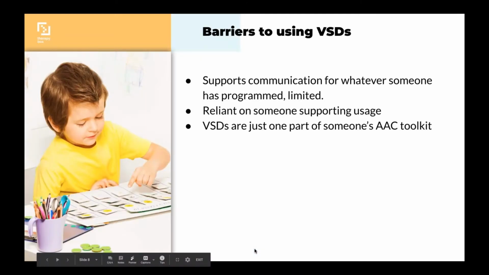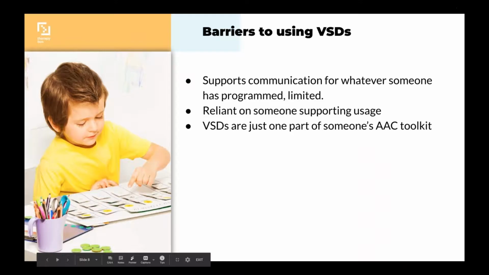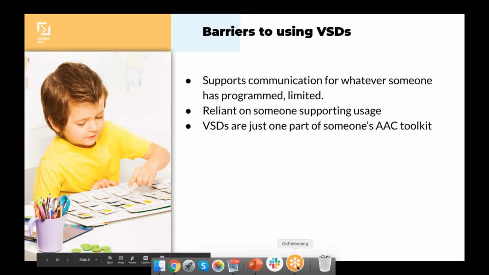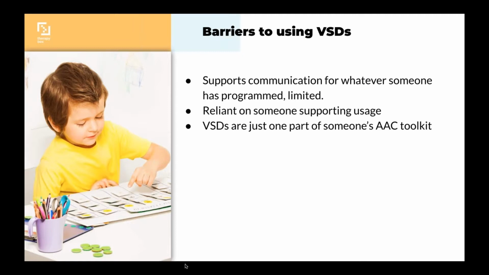There are, of course, barriers to using visual scene displays, and limitations of a system. So, for example, Seen and Heard supports communication for whatever someone's programmed, so therefore it's limited. So it's less likely to facilitate communication outside of what's in the app. Being able to talk about something novel that you haven't programmed, or to generate spontaneous utterances, is quite challenging. And very often you're reliant on somebody else anticipating what you might want to communicate.